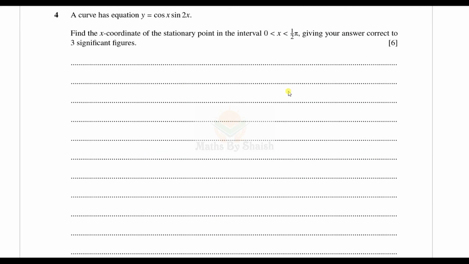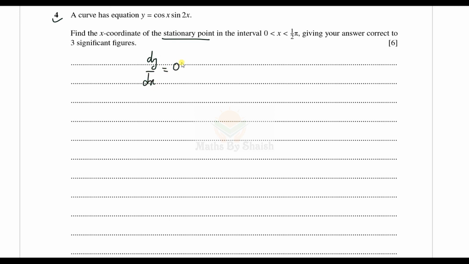Let's do the next question. Question number 4. A curve has equation y is equal to cos x into sin 2x. Find the x coordinate of the stationary point in the interval 0 to pi by 2, giving your answer correct to 3 significant figures. So for a stationary point, we know that dy over dx is equal to 0.